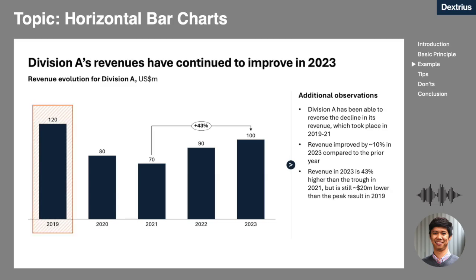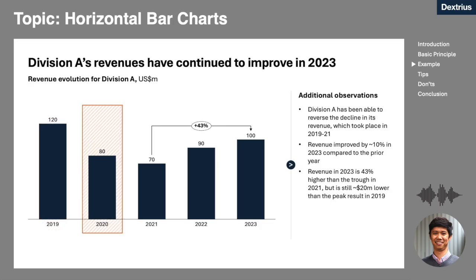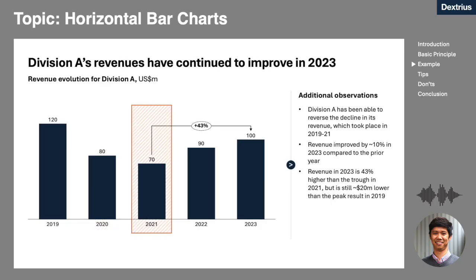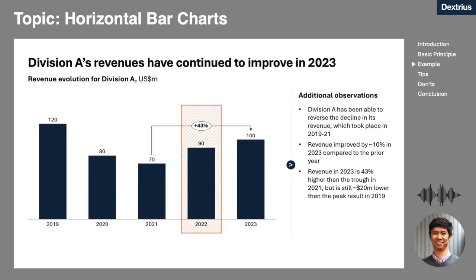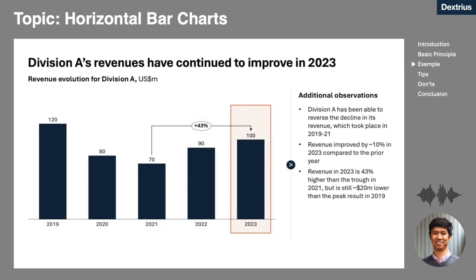What you can see is that in 2019, revenue was sitting at 120 million US dollars, then it decreased to 80, then after that it decreased to 70 in 2021, and then after that it started growing again. So firstly to 90 in 2022, and then to 100 in 2023.